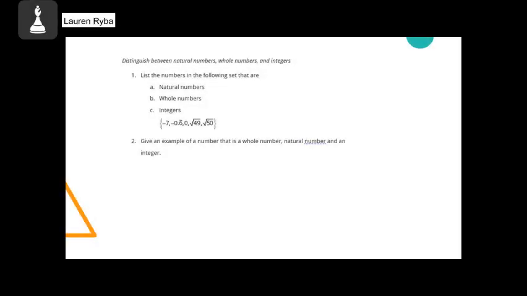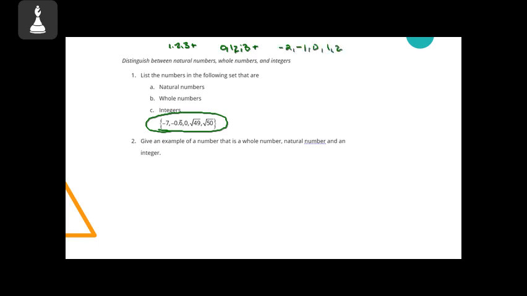This first example wants us to use these numbers here to determine which are natural, whole, and integers. So they all have to be round numbers. So natural is 1, 2, 3, and up. Whole is 0, 1, 2, 3, and up. Integers can be negatives or positives. So -2, -1, 0, 1, 2, so on and so forth.